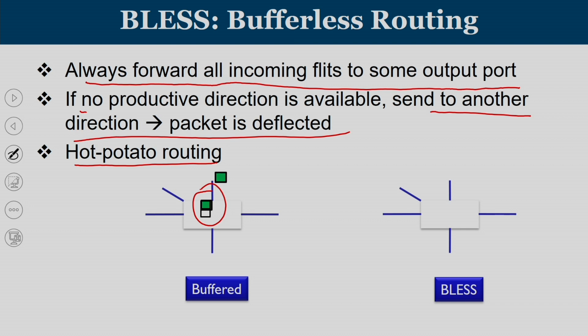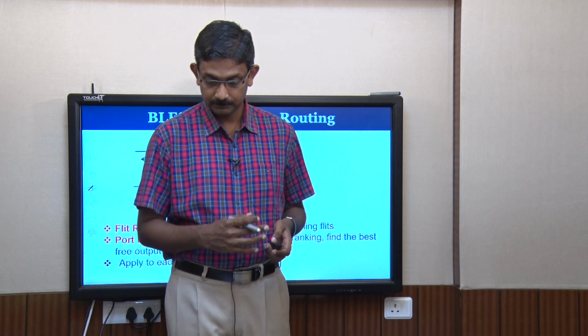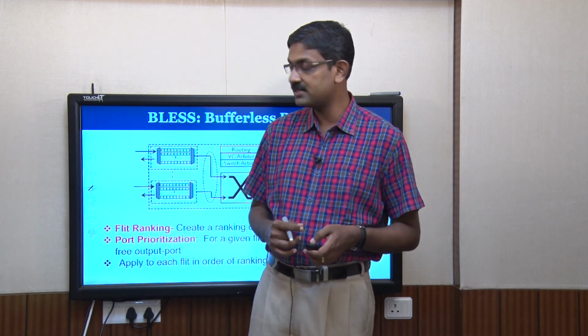Look on the right hand side where we do not have buffers. Now, two flits are going to come. One will get the north port. Since there is no buffer to accommodate the second flit, it is getting deflected away. So, the flit is going to get deflected. That is the basic difference. So, as long as you do not have a buffer, those flits which are not getting a productive port are going to be deflected away. Now, how is this concept going to work?